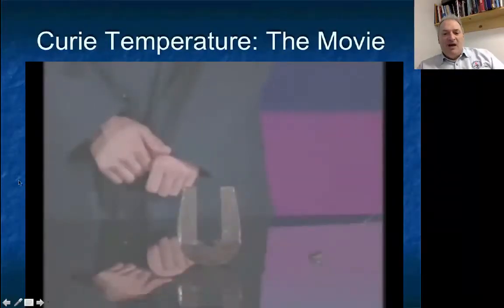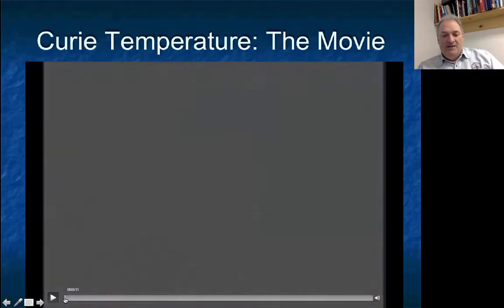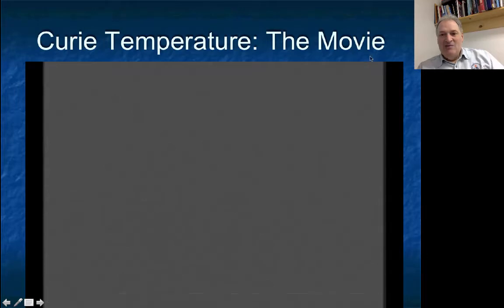Let's see, we talked a little bit about Curie temperature. I'm going to pause this and rewind it. So this is material I didn't have time really to cover in class. And this talks about what happens to a magnetic field when the temperatures get high. So it has to do with electromagnetism, which I haven't really discussed much in this review.